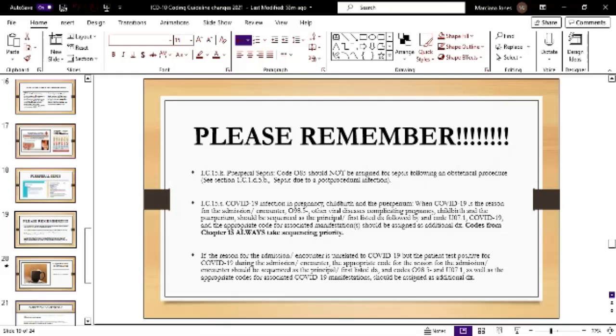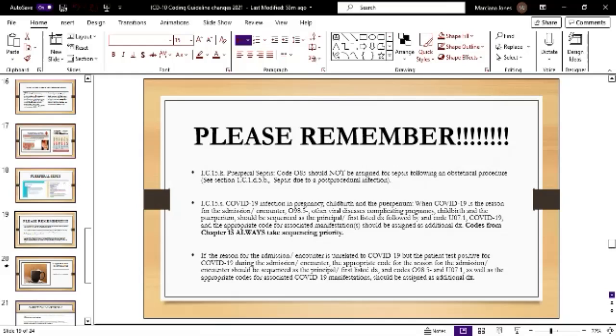So when the reason for the encounter is COVID, O98.5 and the other digit, which is other viral diseases complicating the pregnancy, should be sequenced first as the principal diagnosis, followed by the COVID code.